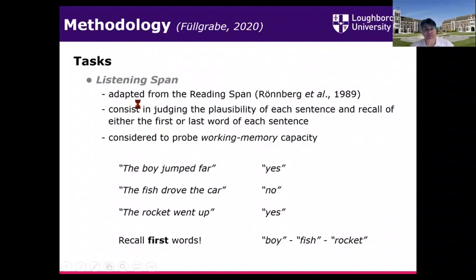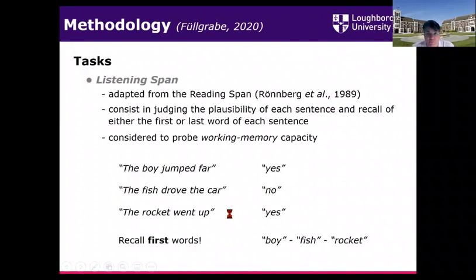Finally, we used a so-called listening span test that was inspired by the more well-known reading span test. And in our task, listeners were presented with short, grammatically correct sentences, and they had to judge the plausibility of the sentences. After a certain number of sentences, the task was stopped, and the participant was invited to recall either the first or the last words of each of the heard sentences. So for example, you might hear the boy jumped far, you would say, yes, that makes sense. The fish drove the car, no, that doesn't make sense. The rocket went up, yes, that makes sense. And then you're prompted to recall the first nouns of the sentences, and you would say boy, fish, and rocket. And because of this combination of a memory component and a processing component, the listening span test is considered to probe working memory capacity.